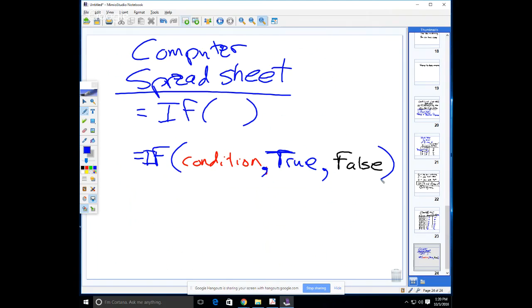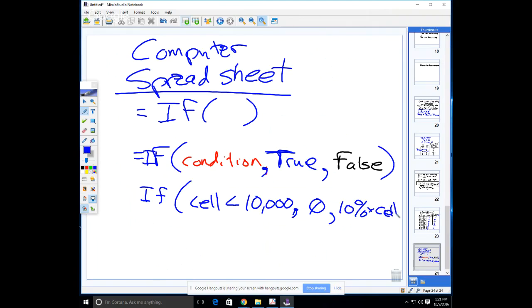So a simple statement, kind of on paper, for that would be: if some cell on the spreadsheet is less than, say, 10,000, and that's true, then give us an answer of 0. If it's false, then take 10% of whatever was in that cell.